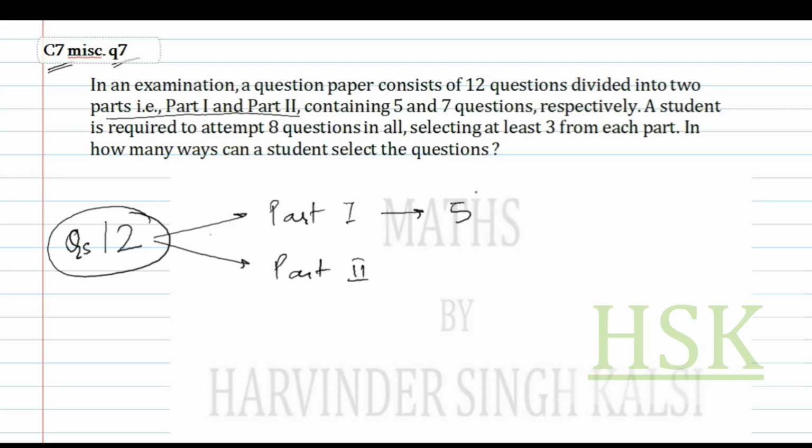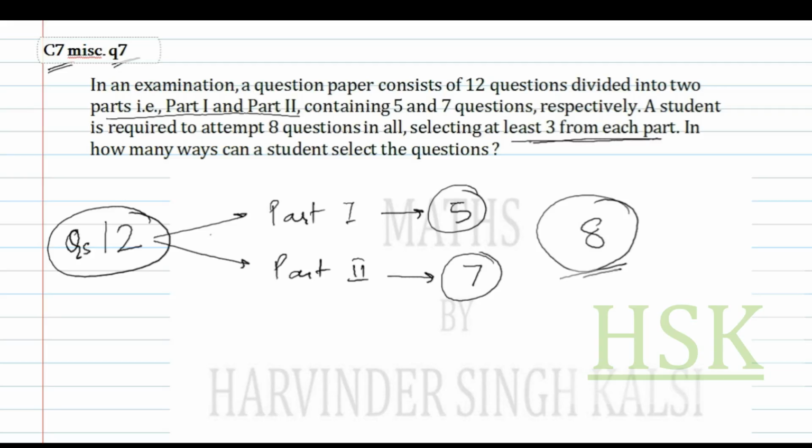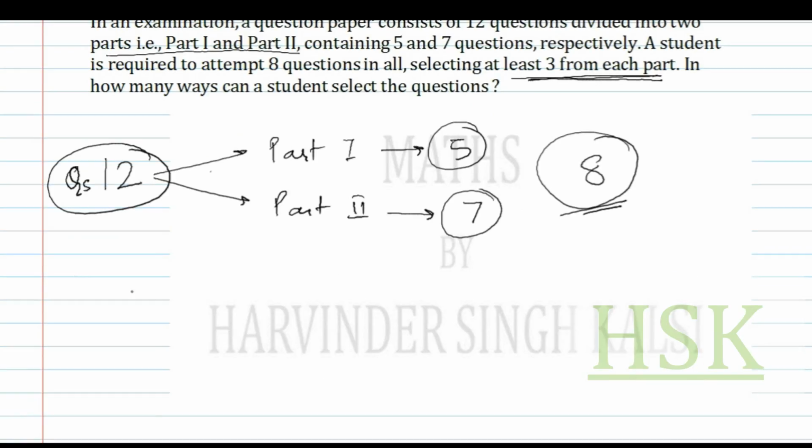Part 1 contains 5 questions, part 2 contains 7 questions. And a student has to attempt 8 questions in all. A student is required to attempt 8 questions in all, selecting at least 3 from each part. So the selection of 8 questions can be done in the following ways.